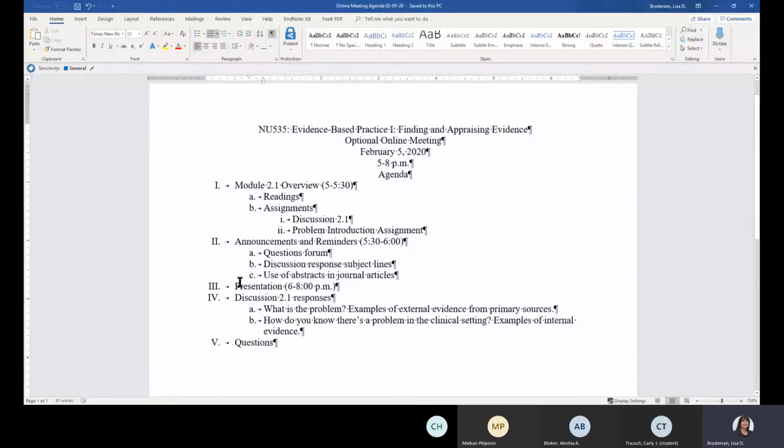Yeah, there's our agenda. Okay, so have we covered all of this? One of the next things I would like to do is talk about your discussion 2.1 responses and the things that you listed as sources of external evidence from primary sources and your internal evidence that supports the notion that there is a problem in the setting. So this will be good because there's only 3 of you, and so we've got plenty of time, so we can do that.